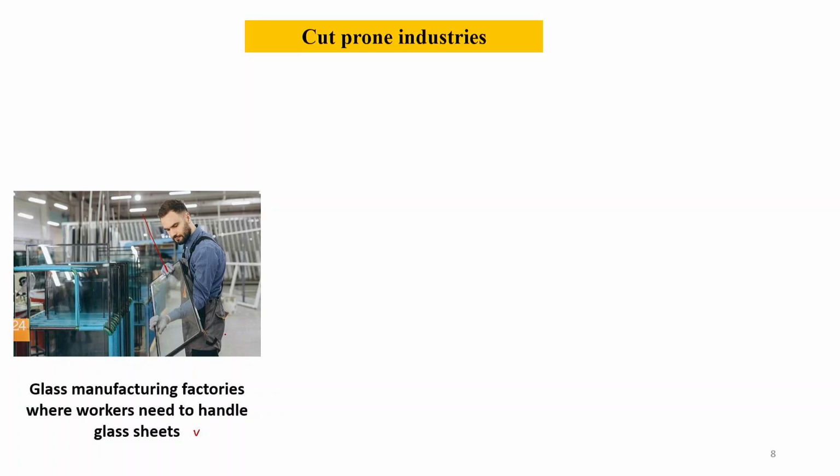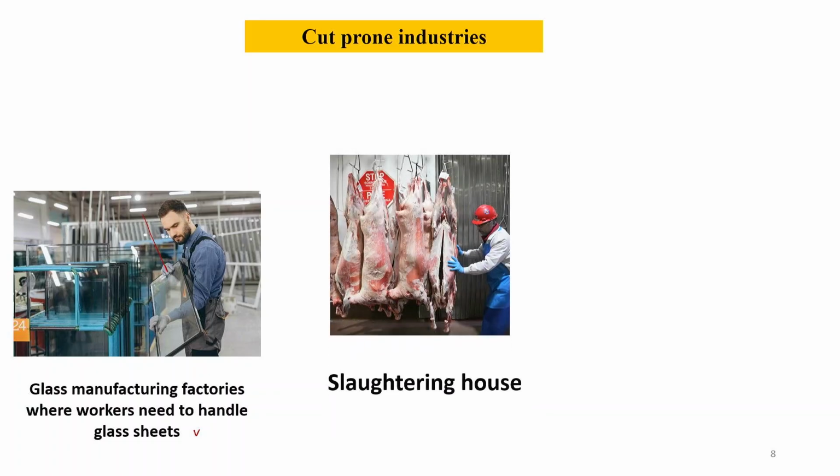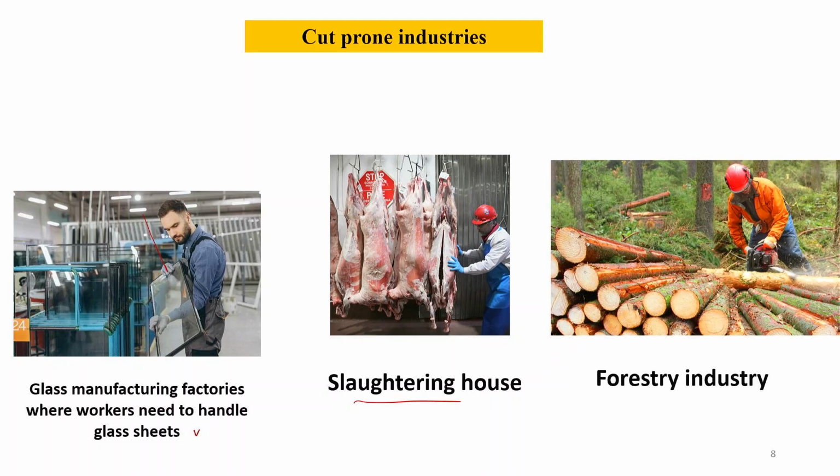Then we have slaughterhouses, where workers have to handle sharp edges, so we need cut protective textiles there. Then the forestry industry, where they continuously handle sharp objects and saws at high speed. There also we need cut protective textiles.